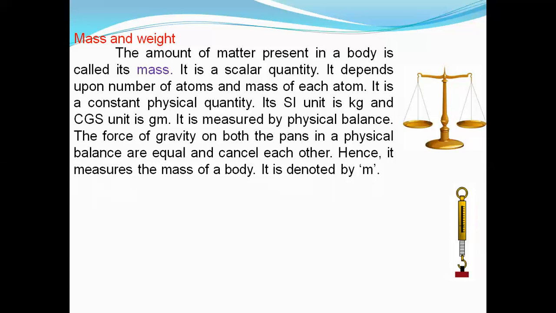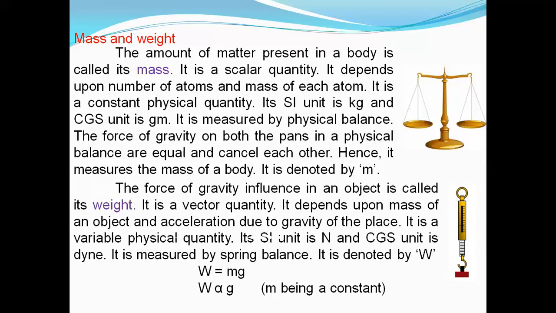The next figure you are observing here is a spring balance. Because it is acted on by gravity, it measures weight. The force of gravity acting on an object is called weight. Weight is a vector quantity, because it is always directed towards the center of the heavenly body, because acceleration due to gravity is always directed towards the center of the heavenly body. It depends upon the mass of an object and the acceleration due to gravity of the place. It is a variable physical quantity.